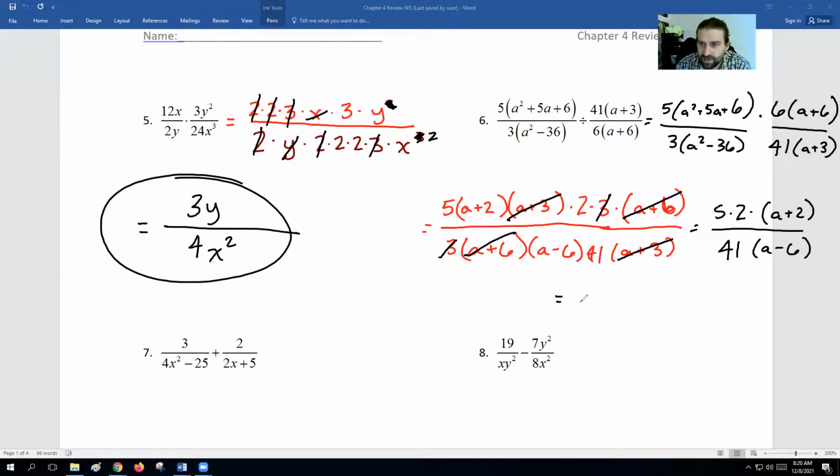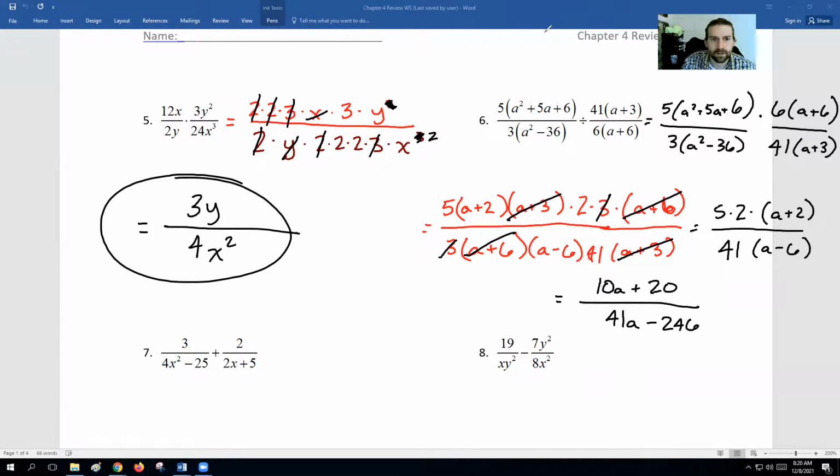On the bottom we have a 41 and an a minus 6. And so we could distribute that out. So 5 times 2 is 10. And if we distribute the 10 on the top, that'd be 10a plus 10 times 2 is 20. On the bottom, we could distribute the 41. So we have 41a minus, what's 41 times 6? That is 246.